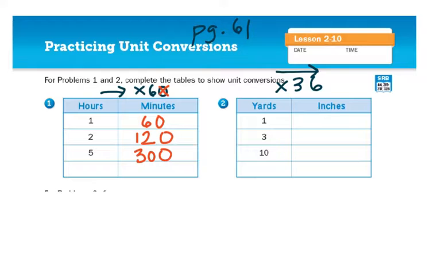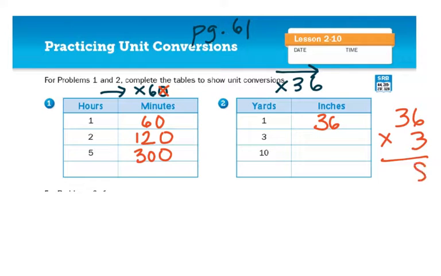Number 2, converting yards to inches. There are 36 inches in a yard. 1 times 36 would be 36. What's 3 times 36? Well, do me a favor. You have some space over on the side. Would you please write 36 times 3? So go ahead and multiply 36 times 3. See if you can complete it before me.